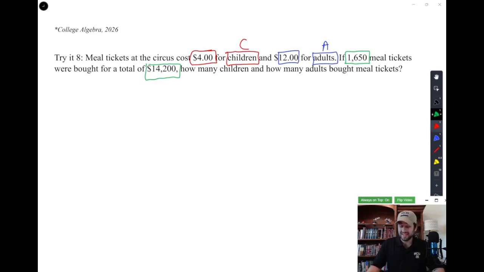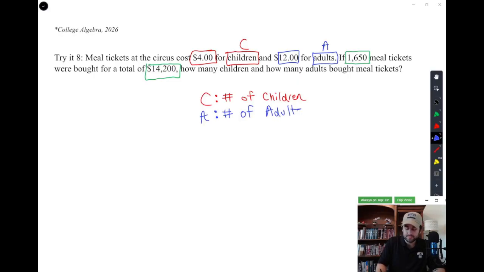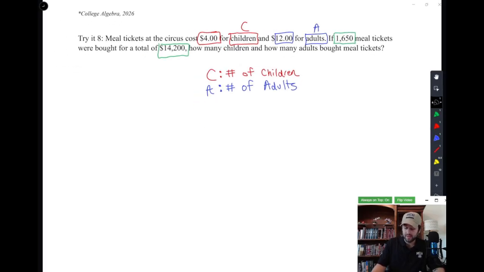And so what I know is the easier equation of the two to set up would be if I'm going to label C as the number of children, and I'm going to label A as the number of adults, then I know from the total number of tickets sold that C plus A has to equal 1,650 tickets, because it's the number plus the number, and those are the only types of people that bought tickets.